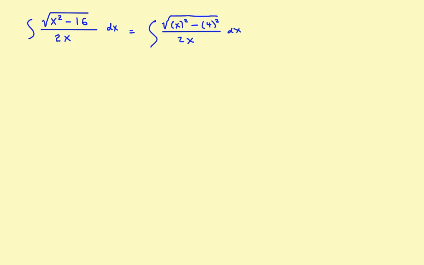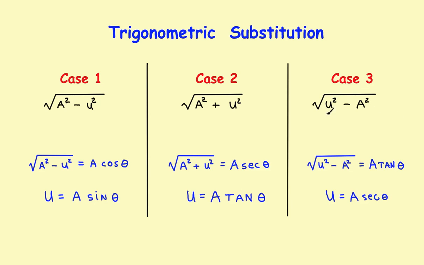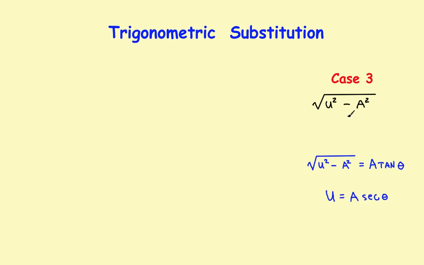Now, the way we're going to set it up, this is going to be u, and this is going to be a. So really what we've got is the square root of u squared minus a squared. If we look at the 3 cases, it'll actually fall into this 3rd case right here. For this, you can pretty much forget about the first 2 cases and just concentrate on this. The only 2 formulas that you're going to need to solve the problem would be this: the square root will turn into an a times the tangent of theta, and u would be equal to a times the secant of theta.